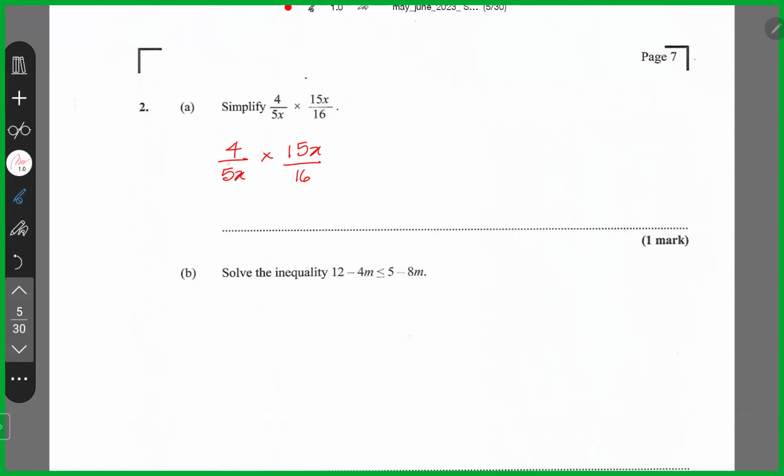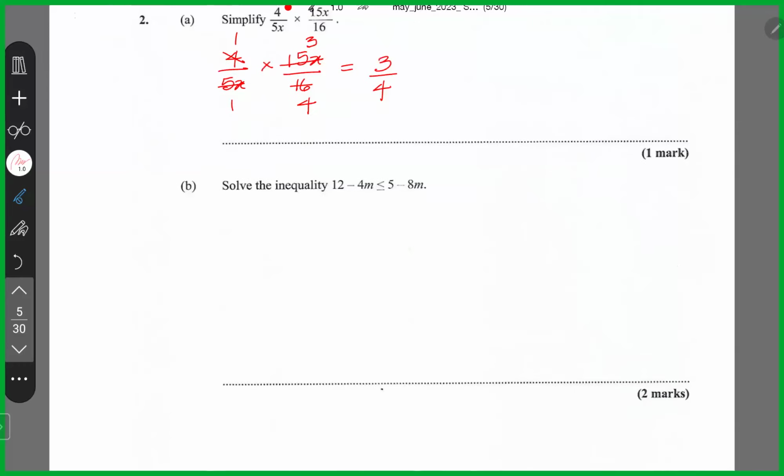So let's cancel. 4 into 4 is 1. 4 into 16 is 4. 5x into 15x is 3. Now, nothing else can cancel, so the answer is 1 times 3, 3 for the numerator, 1 times 4, 4 for the denominator. The answer is 3/4.